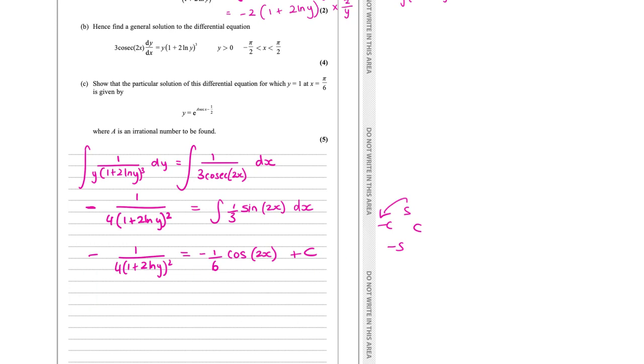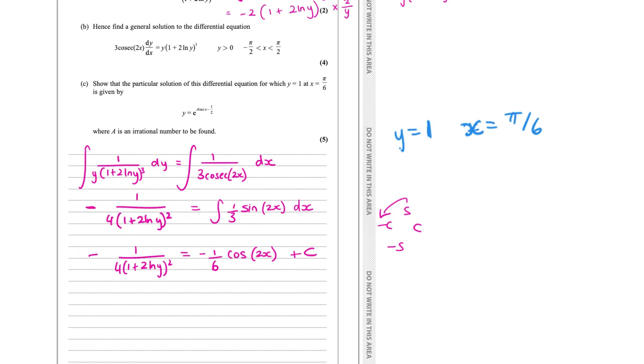Okay, part C then says, show that the particular solution of this differential equation for which y equals 1, x equals pi over 6 is given by this. Okay, so first of all, I'm going to substitute this all in and find what?